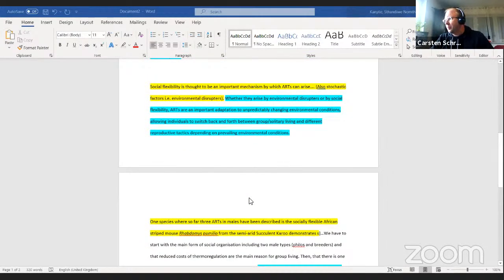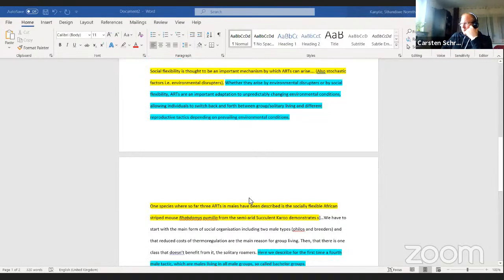One thing that comes clear to me only now is that we have to see with the writing whether we put social flexibility and environmental disruptors in one paragraph or make two out of it. But I would keep it as one for now because it's already quite long. Good, then the next paragraph.